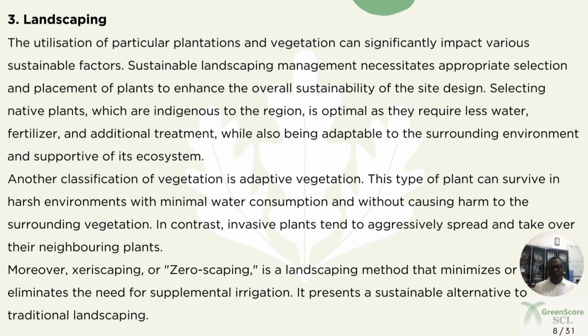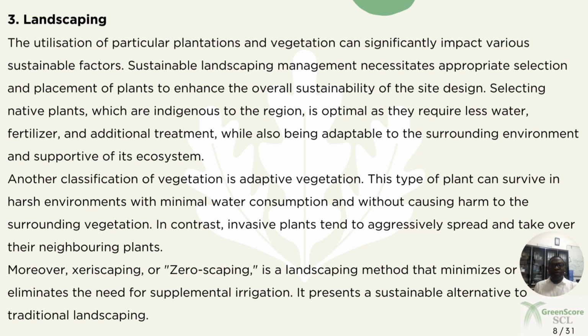Now, landscaping. Beyond the design of the building, particular attention must be paid to landscaping under the sustainable site category. This is to guide the utilization of particular plantations and vegetation in view of the impact they can have on various sustainable factors. Appropriate selection and placement of plants to enhance the overall sustainability of the site design is the focus of sustainable landscaping. And this is facilitated by selecting native plants that are used to the region, by so doing requiring less water.